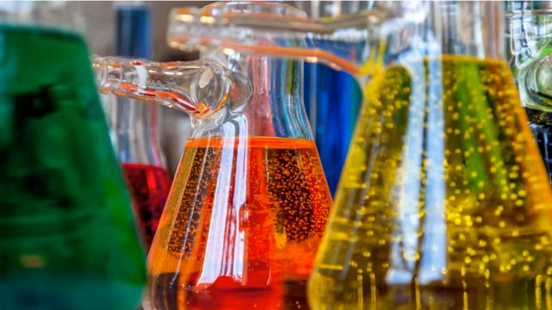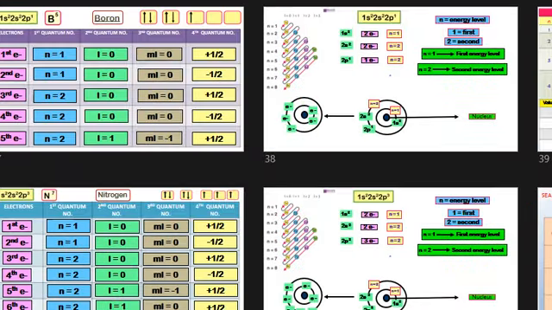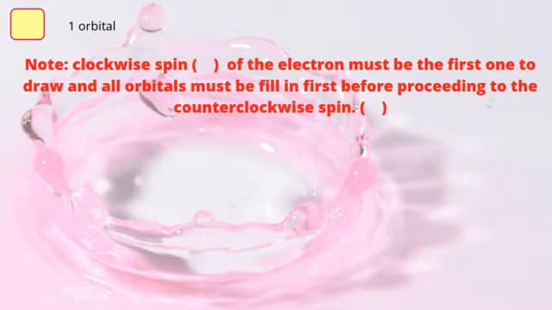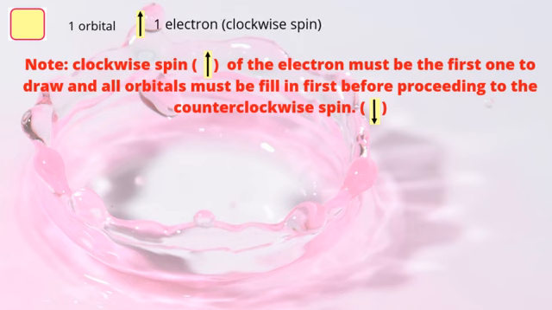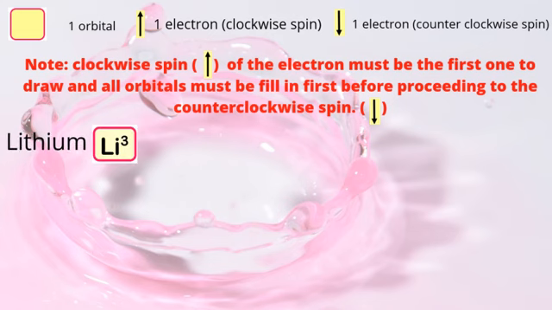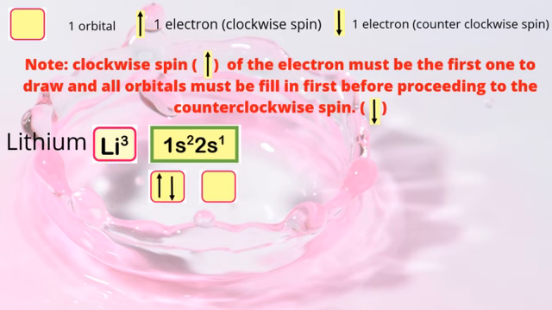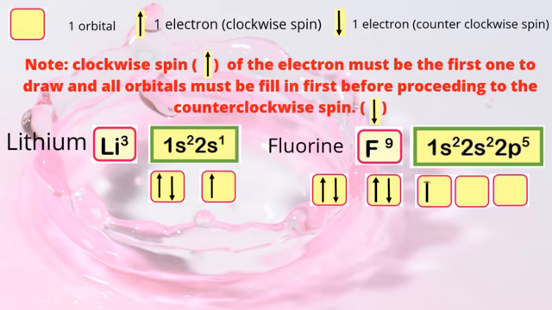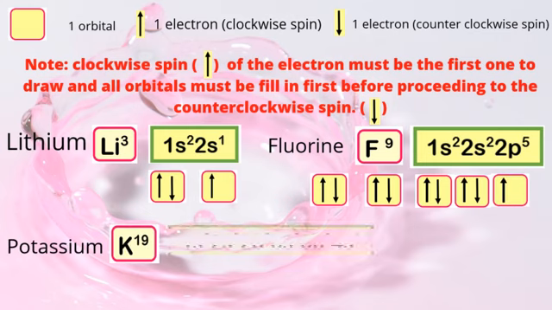And before we end, I will give you additional information regarding the paired electrons of our orbital diagramming. So note, clockwise spin is represented by arrow up. The electron must be the first one to draw, and all orbitals must be filled in first before proceeding to the counterclockwise spin. As you can see here, I want to show you the electron configuration and the orbital diagram of the elements lithium, chlorine, and potassium.